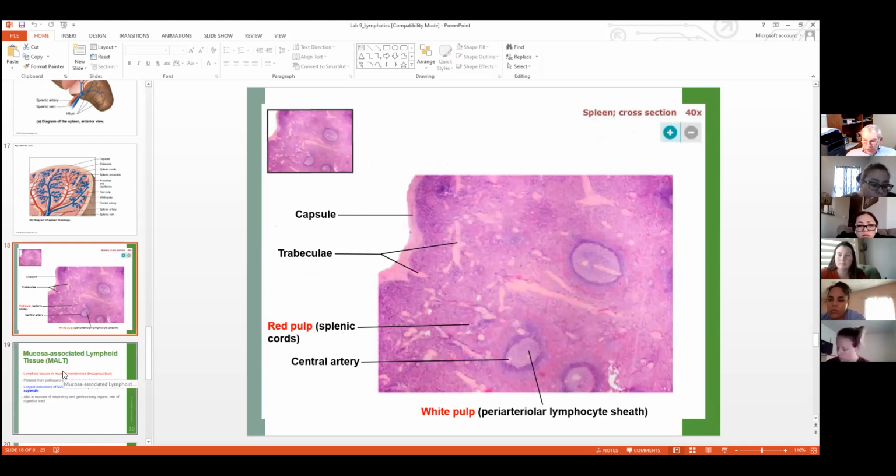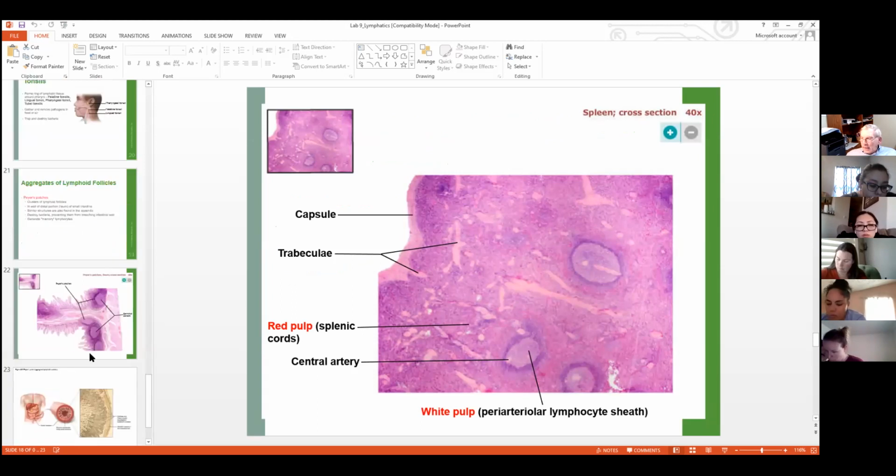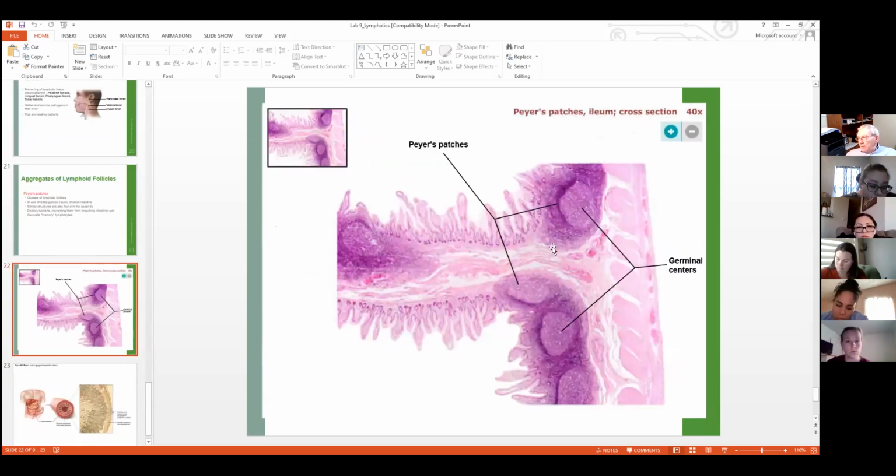When I get to 22 and 23, these are the ones that I want to look at. Be sure you look at this one. This is in the small intestine. This is a villus. So these are Peyer's patches here. It says this is in the ileum, so it's the lower part of the small intestine. These are germinal centers here in the middle of these Peyer's patches. So these are places where secondary reactions are going to occur.